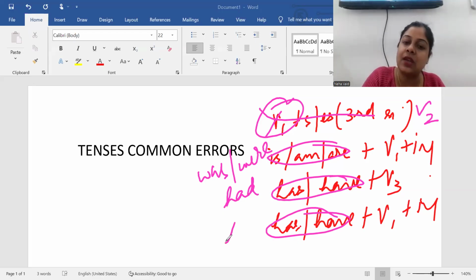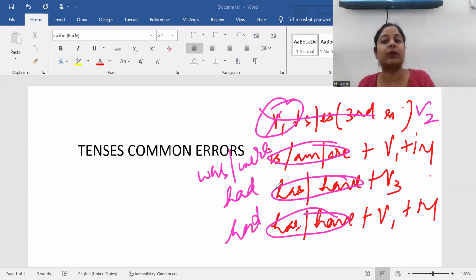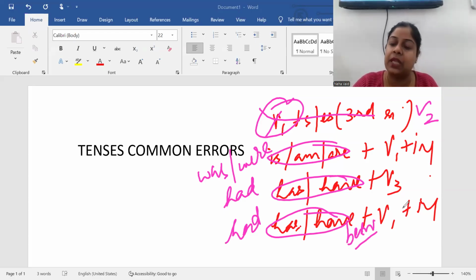Again, remove has/have and replace with had. It has turned to past perfect continuous: had plus been plus ing. Sorry, I just forgot to write had been. Has/have plus been plus ing becomes had been plus ing. Now, how to convert the same present tense into future?